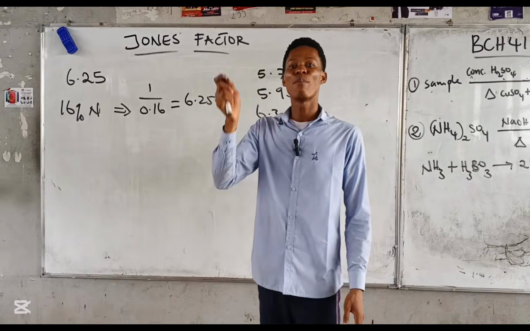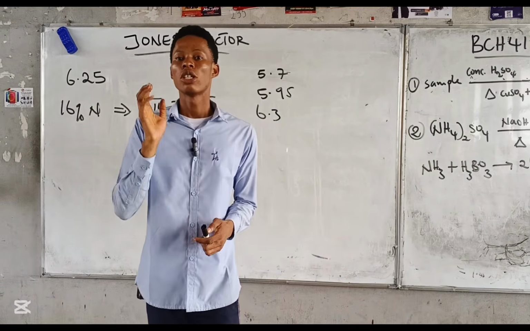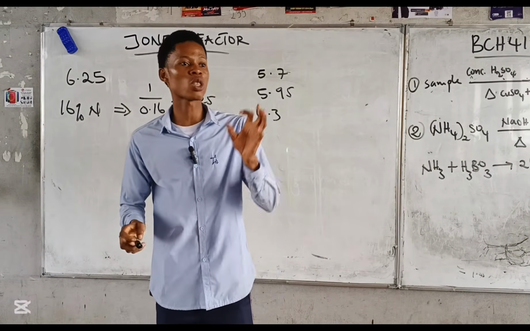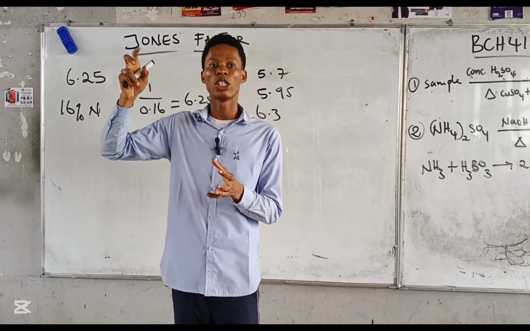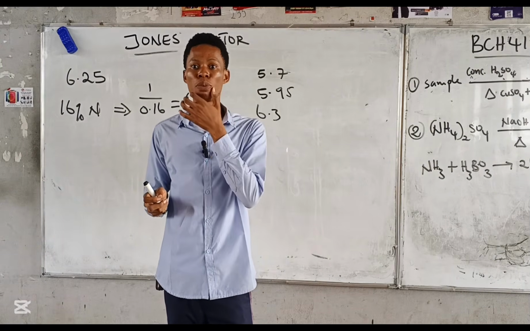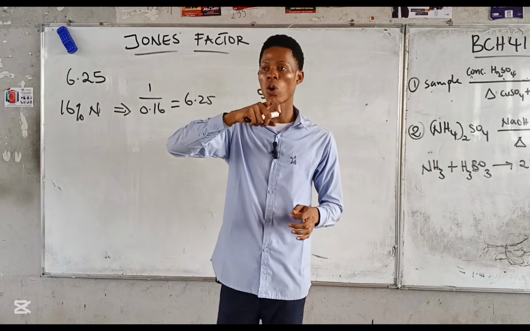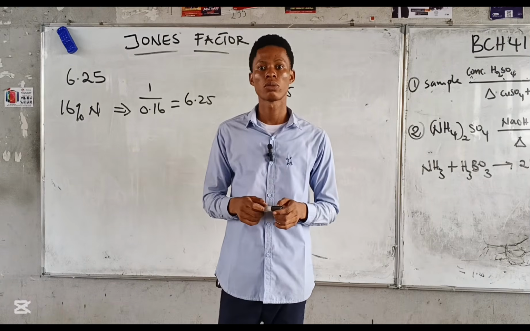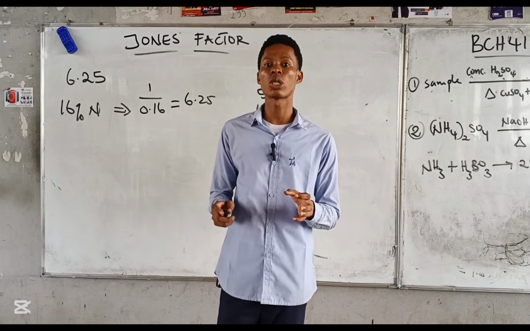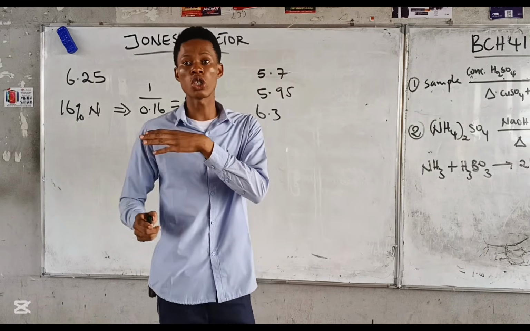Alright, so basically you see that if you are asked to write on the application of the Kjeldahl process, the Kjeldahl process is used to estimate the concentration of what? Nitrogen, right? In a food sample. But now Jones factor is used to do what? It is used to estimate protein using the nitrogen concentration.